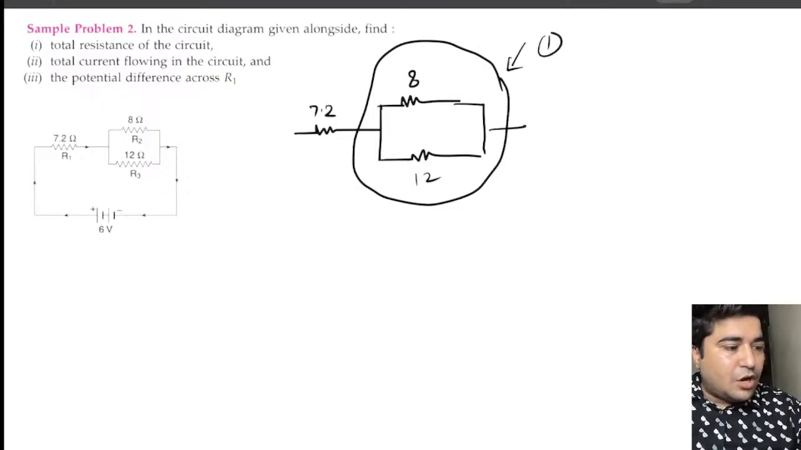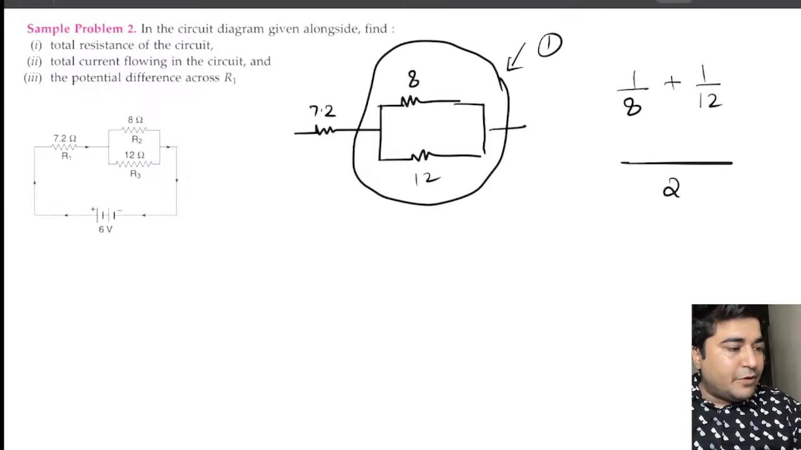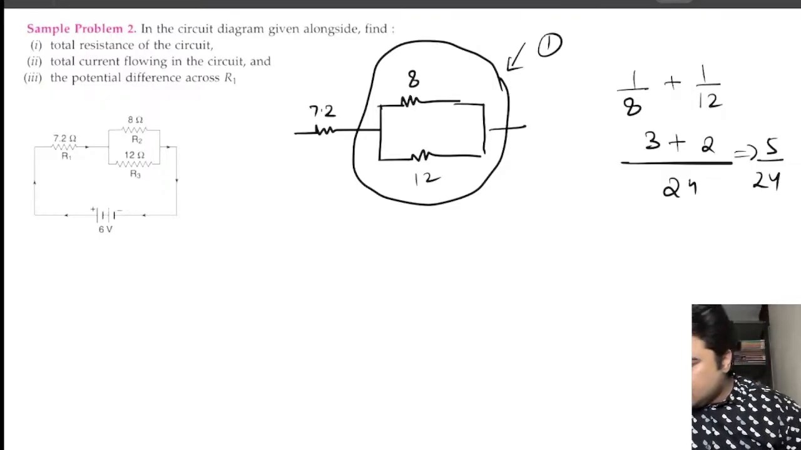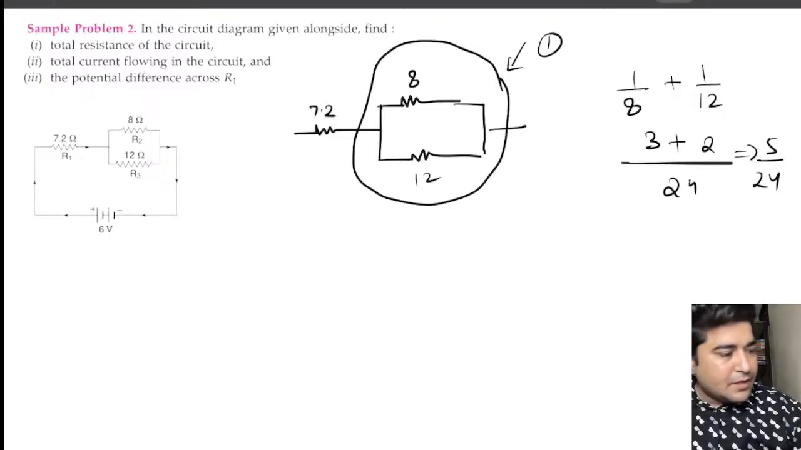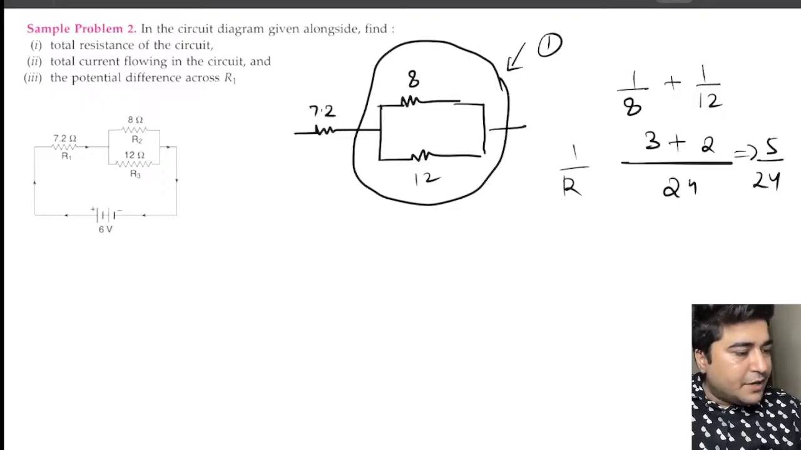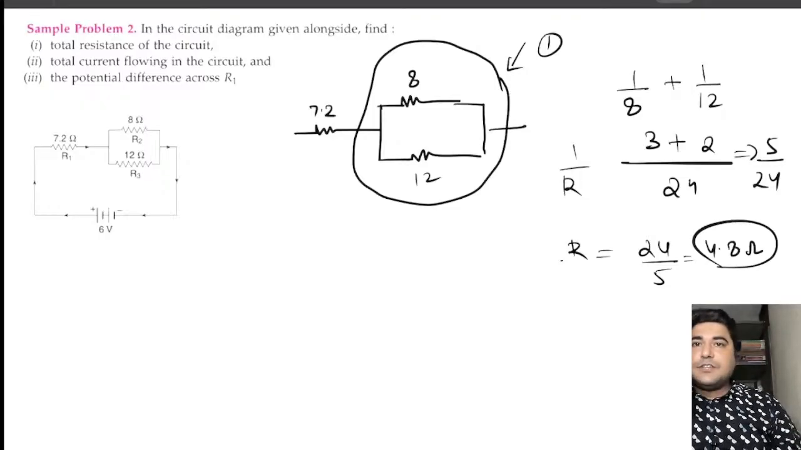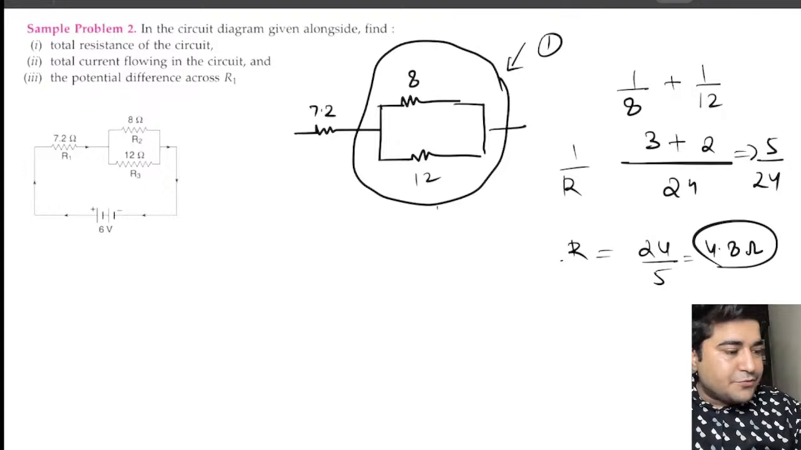the first step would be to solve the value of these two. 1 by 8 plus 1 by 12, the LCM would be 24. So the value is going to be 5 over 24. Nobody has given this value, and this will be 1 over R. So R is going to be 24 by 5, and this is going to be 4.8 ohms. This is the value of resistance for this.